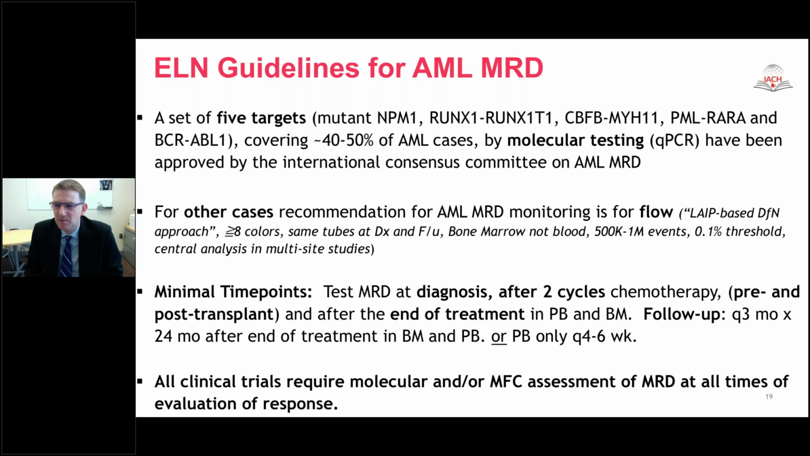And we defined some minimal expectations for what flow cytometry would look for. It's at least 8 colors using the same tubes at diagnosis and follow-up. The preference was for bone marrow, not blood, and collecting at least 500,000 events. We thought a 0.1% threshold was meaningful as a limit of detection. And for multi-center clinical trials, we really thought it was important to have central analysis.